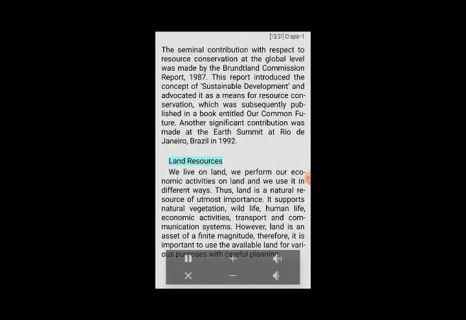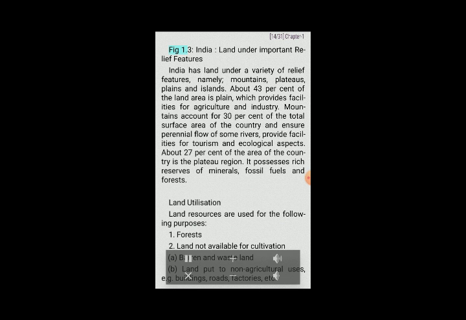Land resources. We live on land, we perform our economic activities on land, and we use it in different ways. Thus, land is a natural resource of utmost importance. It supports natural vegetation, wildlife, human life, economic activities, transport and communication systems. However, land is an asset of a finite magnitude, therefore, it is important to use the available land for various purposes with careful planning.